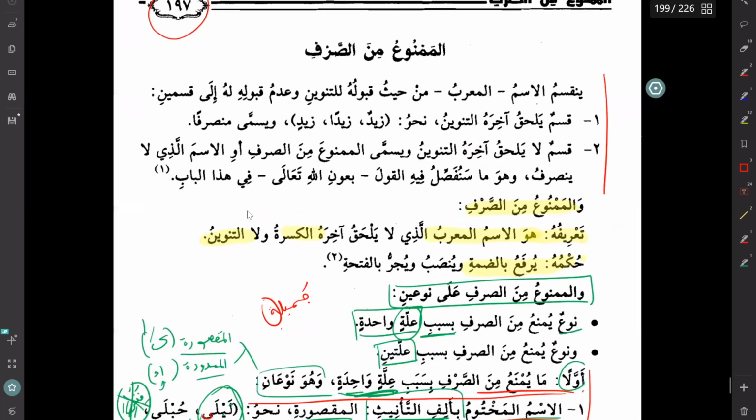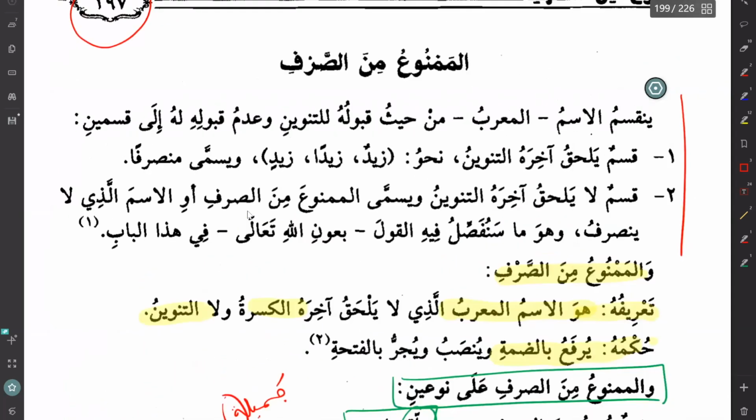So there are three things to know about mamnu min as-sarf. One is the hukum. What do we do with mamnu min as-sarf? If a word is mamnu min as-sarf, what do we do with this in terms of our nahu, i'rab? This is the whole game here, right? We want to know how to do i'rab of mamnu min as-sarf. And this is the first element.